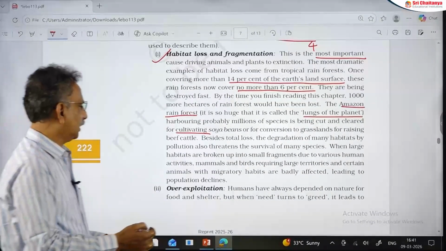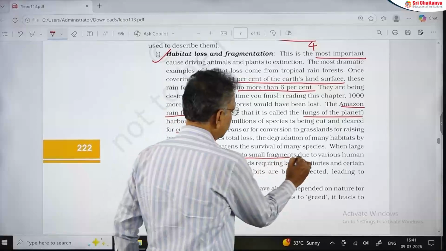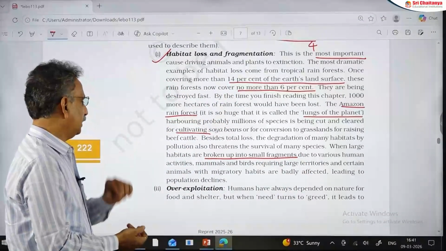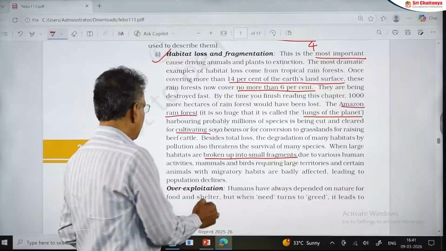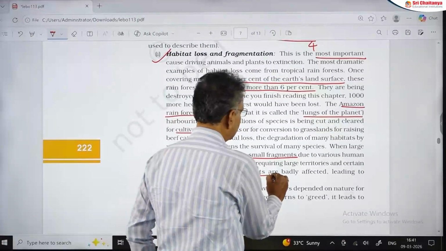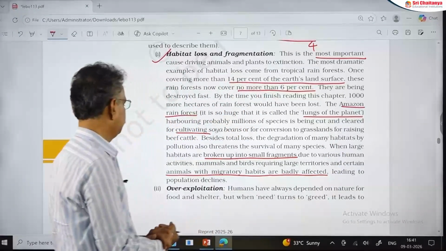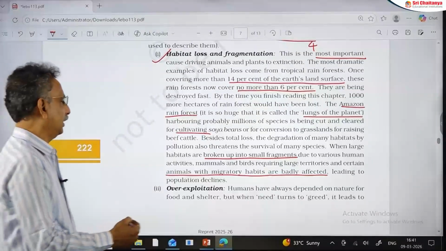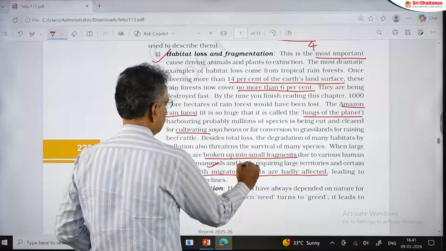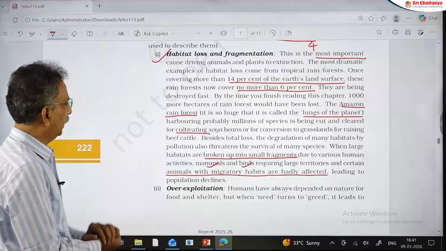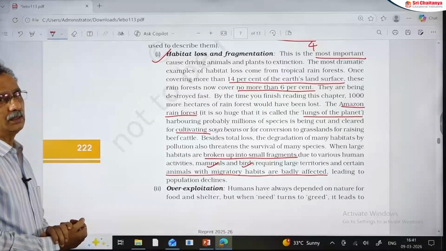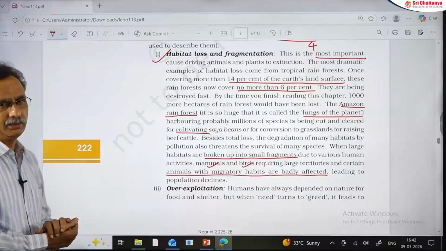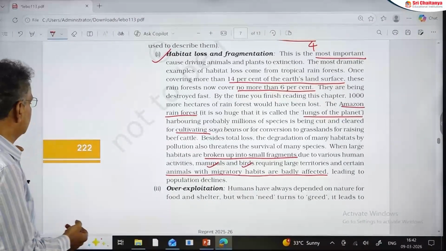When large habitats are broken up into small fragments, that is called fragmentation. So naturally, the animals with migratory habits are badly affected for this reason, right. The ones with much migratory habits are mammals as well as birds. Human beings can migrate with the help of artificial means, but that is not the way for natural animals.